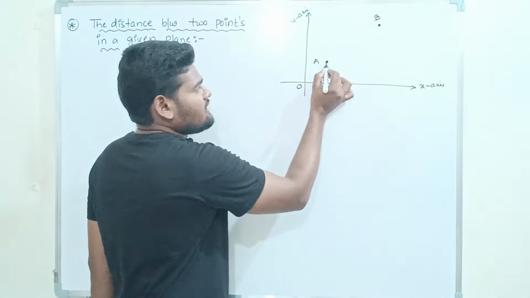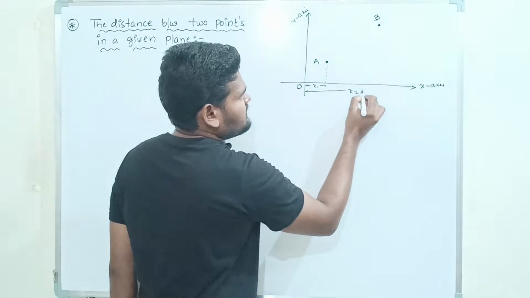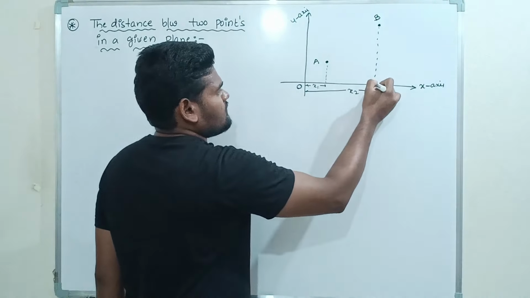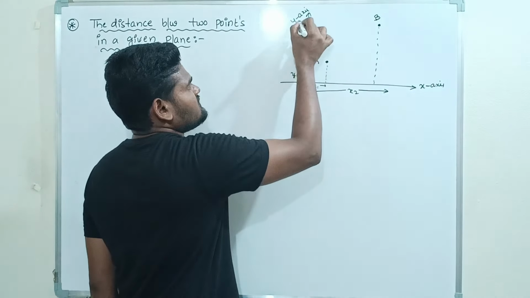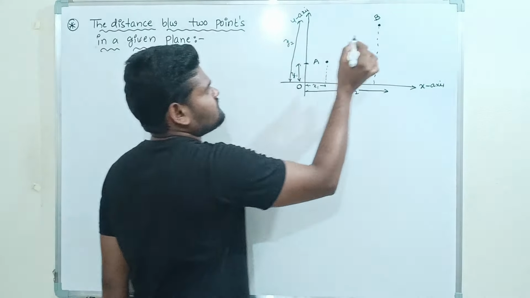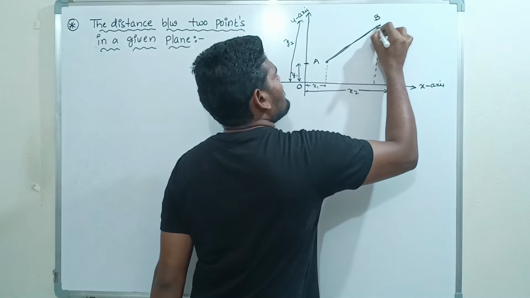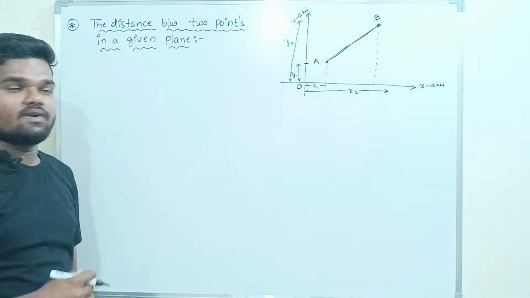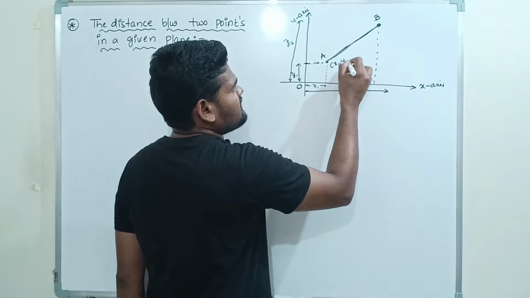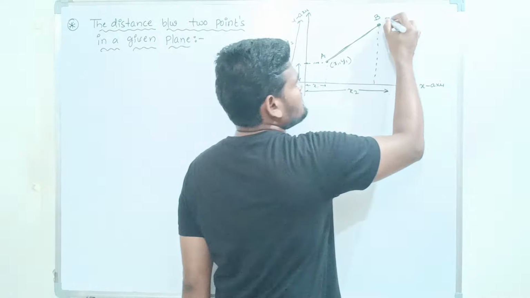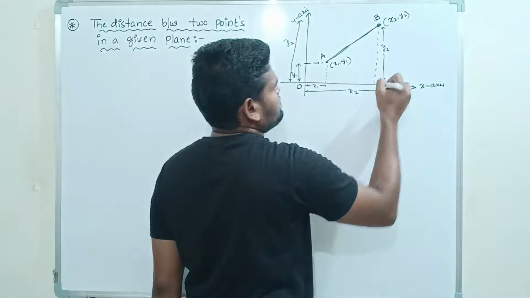Along the x-axis, this point is at an x1 distance and point B is at an x2 distance. Along the y-axis, point A is at a distance of y1 and point B is at a distance y2. The line which joins the two points is called a slope. The coordinates of point A are x1 comma y1, and the coordinates of point B are x2 comma y2, because this is y2.